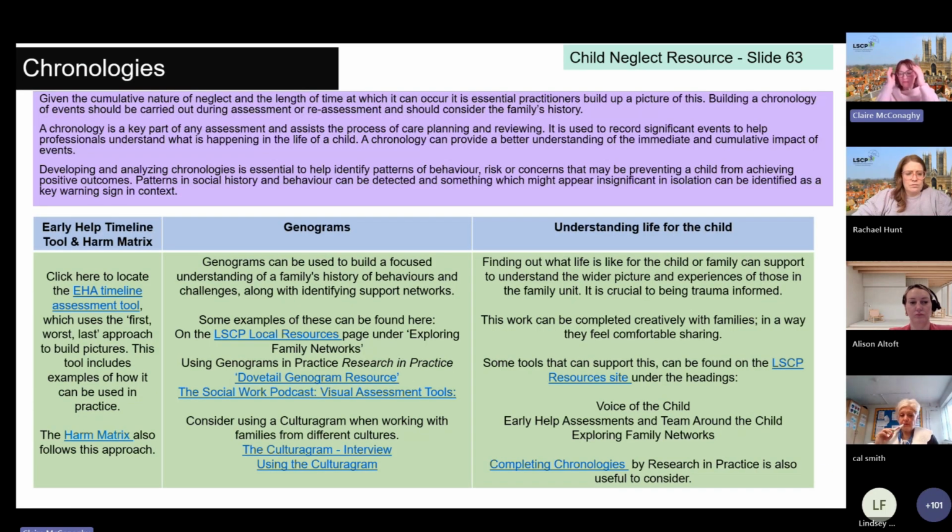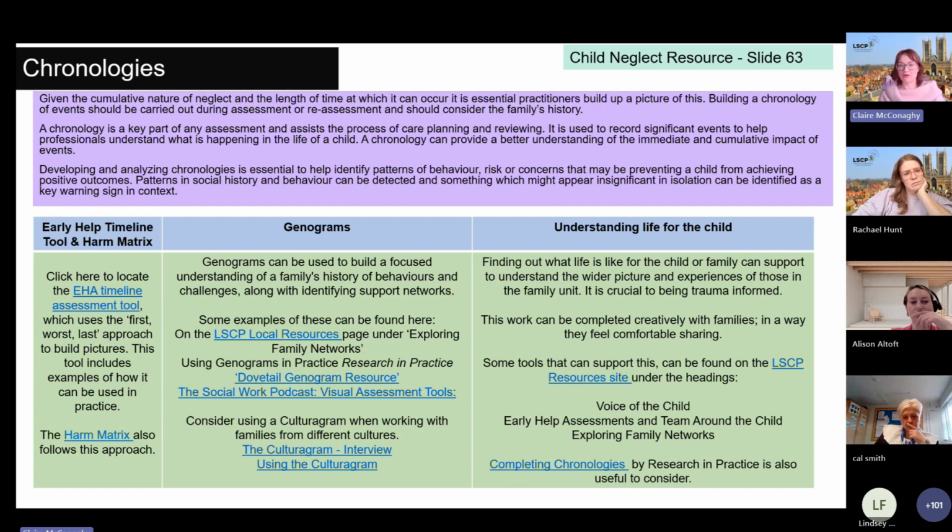I'm going to be whizzing through the next one, so I do apologise, guys. We'll get there. So this was around the use of chronologies. It's been referred to before by Rachel, but just to say that there's a section in the child neglect resource that focuses on using chronologies and how to evaluate them as well. There are some useful links in here.